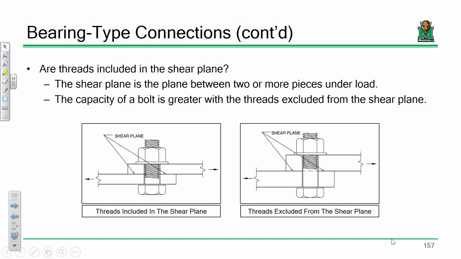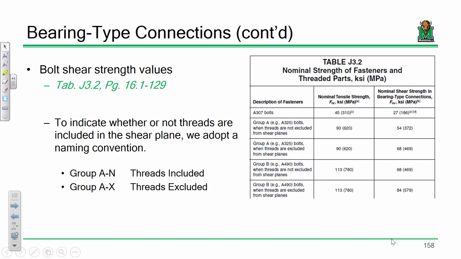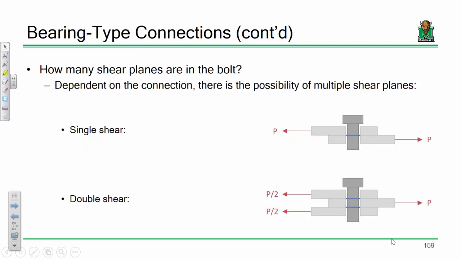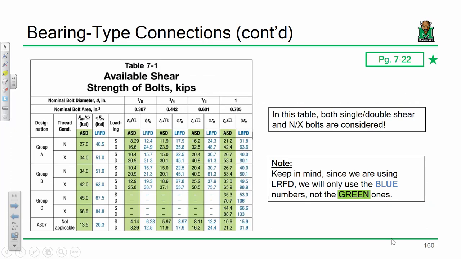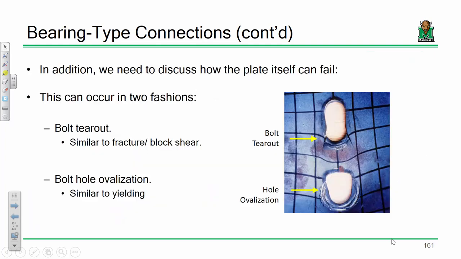So we have one variable, which is whether or not the threads are included in the shear plane, and that's handled by just using different Fnv values, and then how many shear planes there are. Now, again, all of this is rote, because our guide on Table 7-1 does all of this for us, right? So for bolt shear capacity, we can just go to Table 7-1 and boom. It lists the shear capacity on a per bolt basis. We just look at our connections, see how many bolts there are, and there you go. So pretty simple. Remember, we look at the blue numbers, not the green numbers.